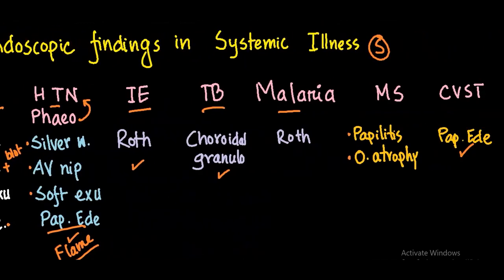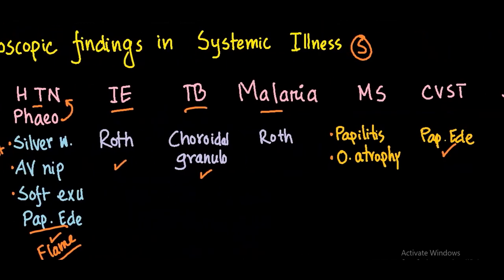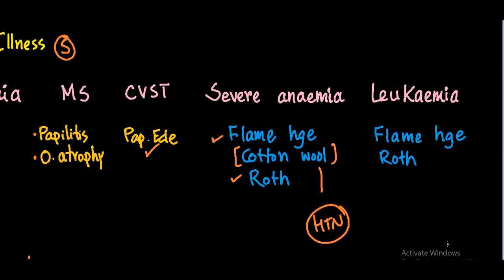Infective endocarditis and malaria both cause Roth spot. Tuberculosis causes choroidal granuloma. Multiple sclerosis causes papillitis and optic atrophy. CVST causes papilloedema. Severe anemia and leukemia both cause Roth spot and flame hemorrhage. But severe anemia can cause cotton wool spot, just like hypertension.